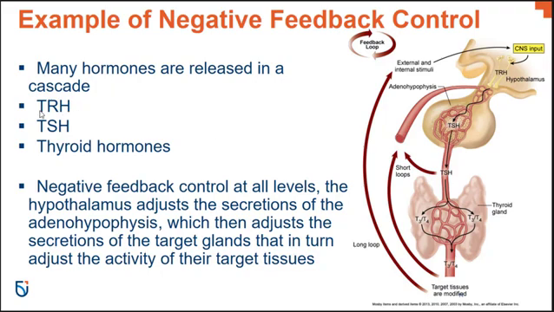So let's look at an example here. TRH stands for thyrotropin releasing hormone. That would be a releasing hormone released by the hypothalamus. And then we have thyroid stimulating hormone. And thyroid hormones, you'll learn about these soon, include T3 and T4.